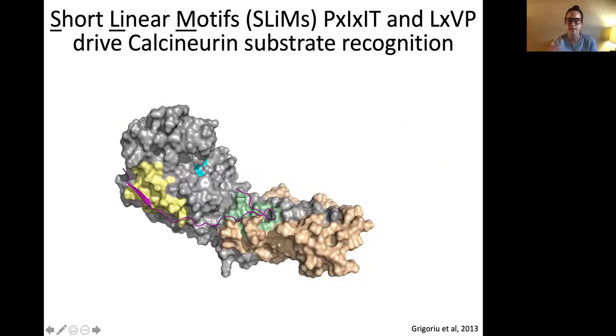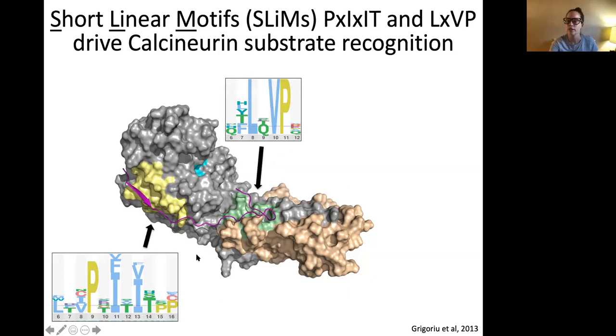So then here is that same crystal structure. So you can see the catalytic and regulatory subunits here. But now this is co-crystallized with the viral inhibitor protein A238L, and that's shown here in this purple ribbon. What's also highlighted here in yellow and in green are the two conserved surfaces on calcineurin that bind to the two short linear motifs or SLIMs termed PxIxIT and LXVP, which are named such based on the sequence composition of known sites in calcineurin substrates.